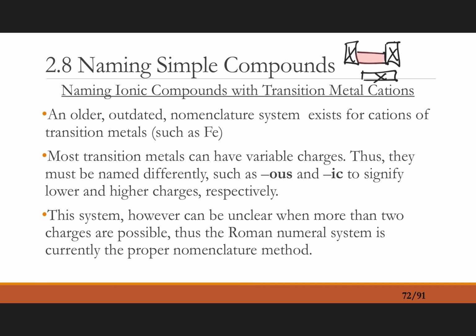An older, outdated nomenclature system exists for cations of transition metals such as iron, which is Fe. Most transition metals can have variable charges, as I mentioned. Thus, they must be named differently, such as -OUS as a suffix and -IC as a suffix. So iron comes from its Latin name ferrum, and it can have different charges to it.